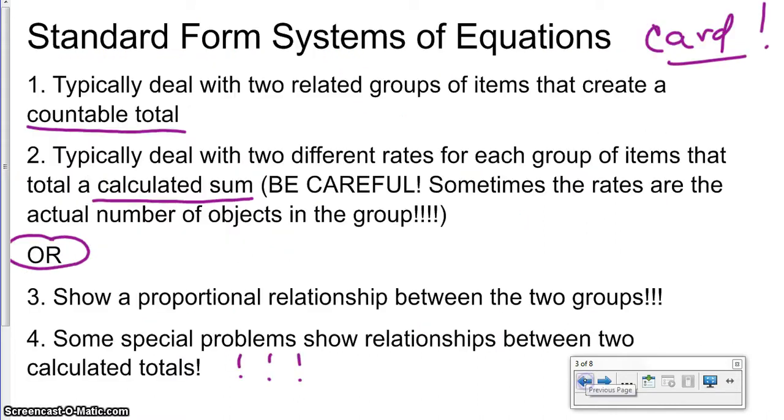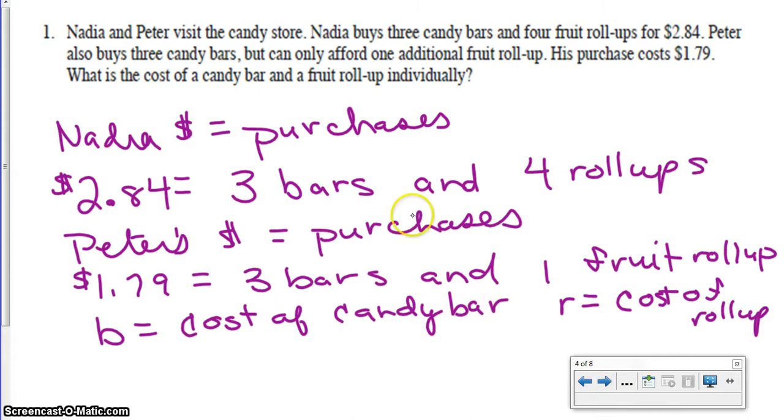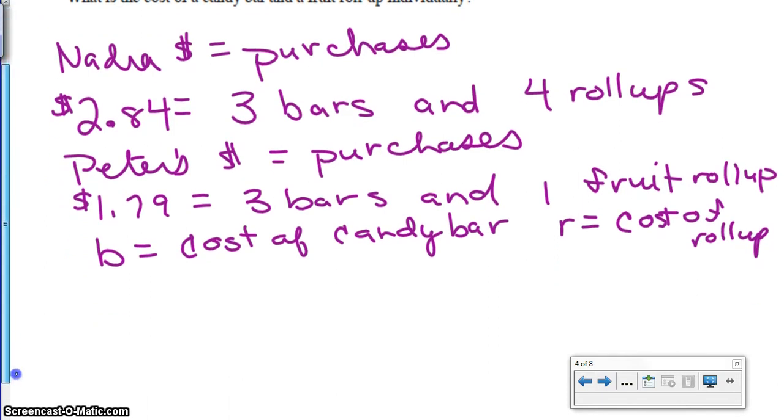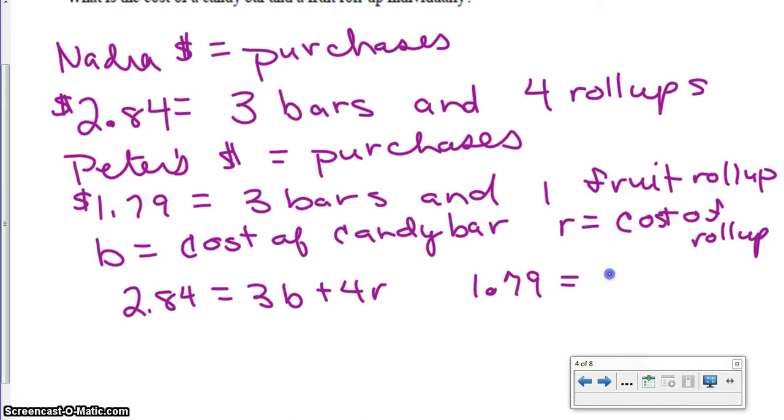Notice at this point, I am looking for the rates, not the number of objects, because we already know through this that we have the number of objects. So in this special case, $2.84 is equal to 3B + 4R, and $1.79 is equal to 3B + 1R. Now, I know you didn't have to write the 1, but you should be able to figure it out from here, and we'll talk about it tomorrow.